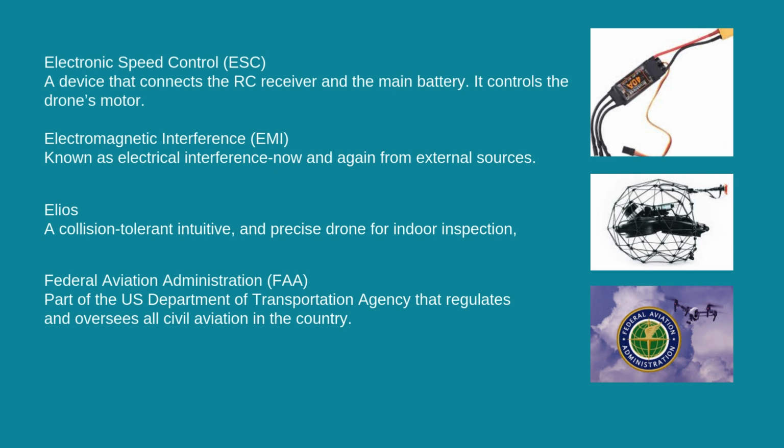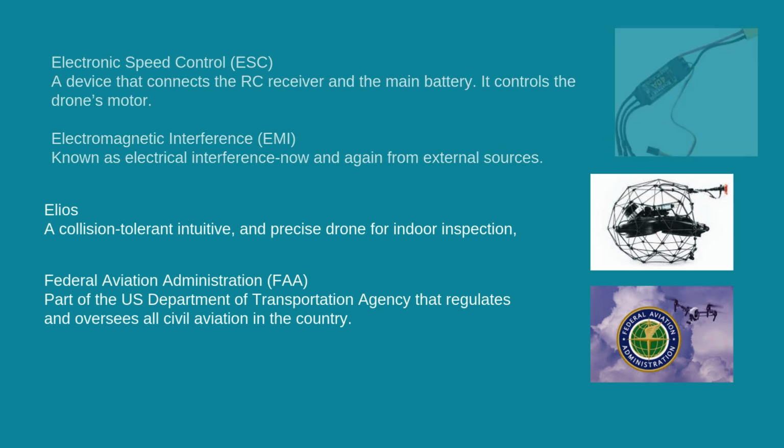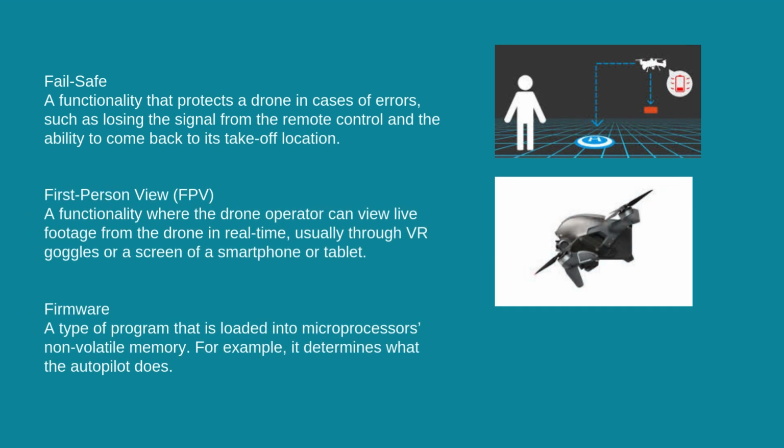Electromagnetic interference, EMI, also known as electrical interference, from external sources. Helios: a collision-tolerant, intuitive, and precise drone for indoor inspection. Federal Aviation Administration, FAA: part of the U.S. Department of Transportation, the agency that regulates and oversees all civil aviation in the country. Fail-safe: a functionality that protects a drone in cases of errors, such as losing the signal from the remote control, and gives it the ability to come back to its takeoff location.